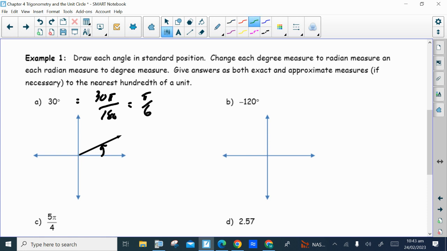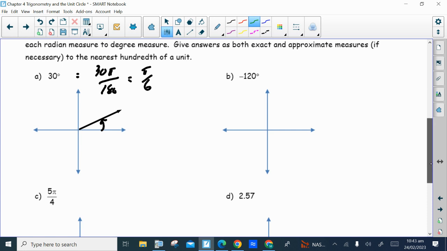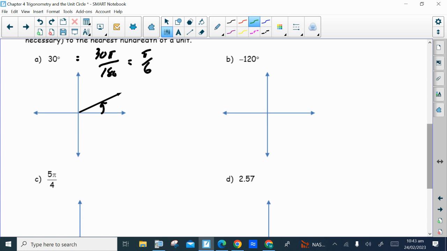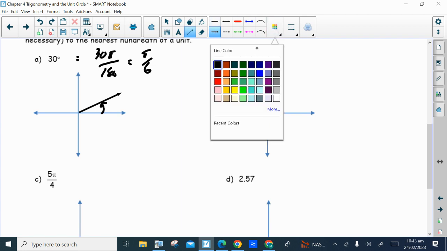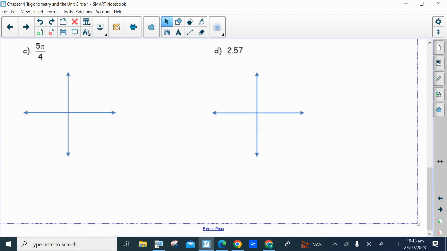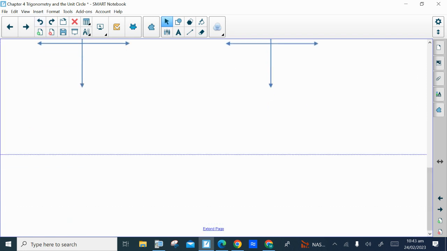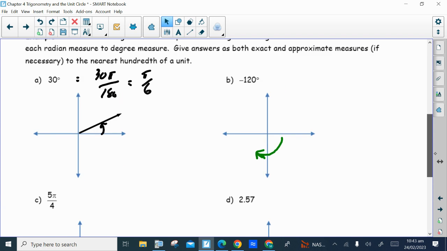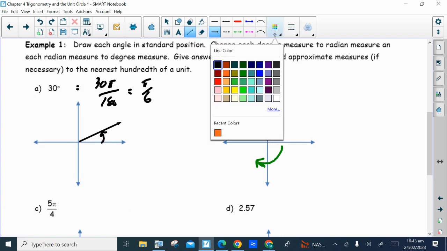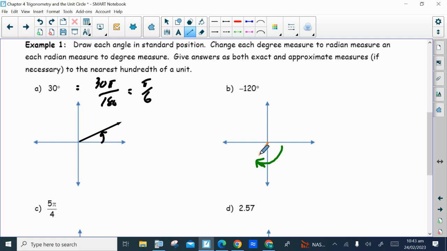Now the next one, you're going negative 120 degrees. You're going 120 degrees in a clockwise direction. So you're going to go 90 and then 30 degrees past there to get to 120 in a clockwise direction now. Right, so our rotation angle will look something like that. That's a rotation angle of negative 120 degrees.